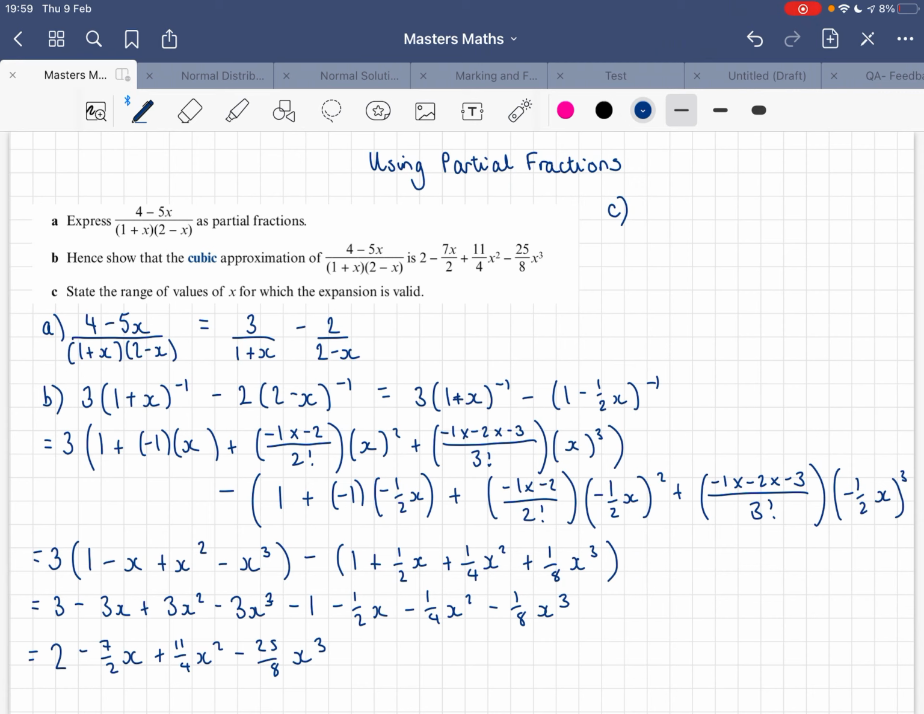So for 3 over 1 plus x, or 1 plus x to the power of minus 1, modulus x has to be less than 1. For 2 over 2 minus x, when we take out the factor of 2, we get 1 minus a half x to the power of minus 1, which means that modulus of a half x has to be less than 1, meaning x is less than 2.